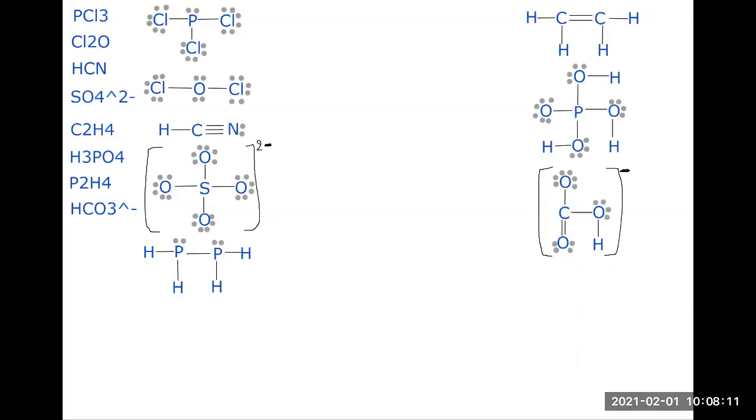So last 2 times we did the Lewis structures for several molecules. I've listed the molecules here on the left side. Again, the subscripts are not formatted properly, I cannot do that. And then you have the Lewis structures: PCl3, Cl2O, HCN, then the sulfate ion, P2H4, and then on the right side, C2H4, H3PO4, and then HCO3 -1.